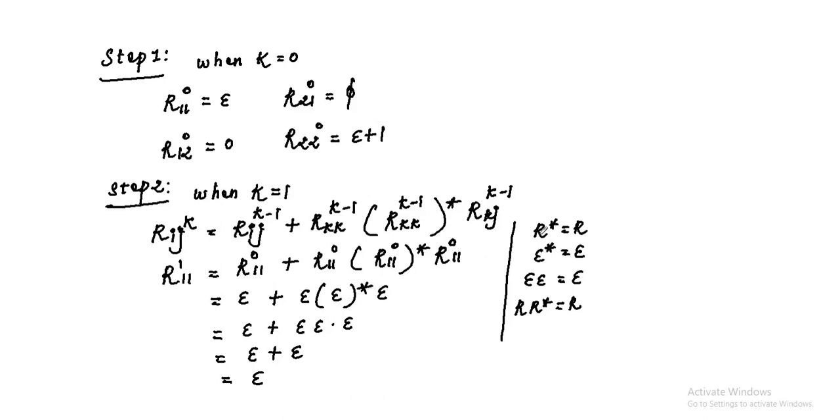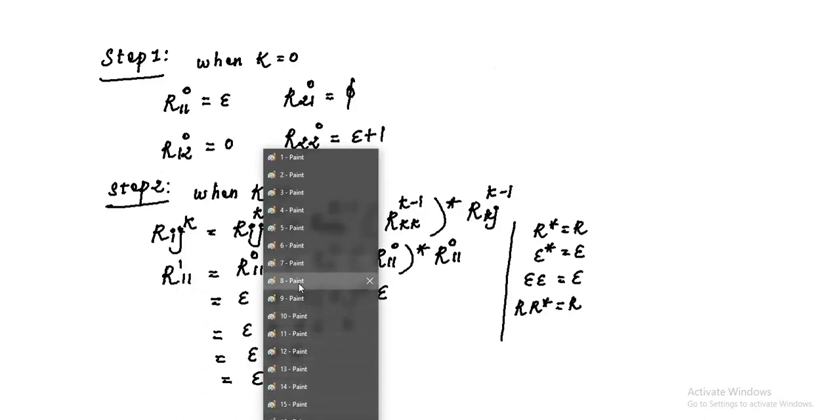Here r star equals r star. Then epsilon whole star is written as epsilon. So epsilon into epsilon; next step, epsilon we can write as epsilon. Finally you will get epsilon. So R11 raised to the power 1 equals epsilon.